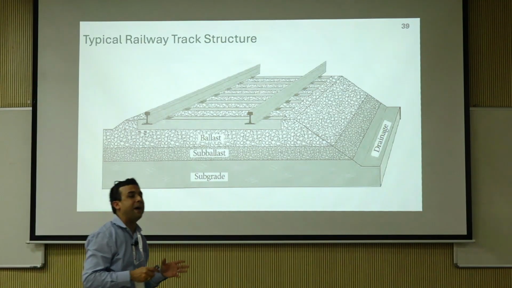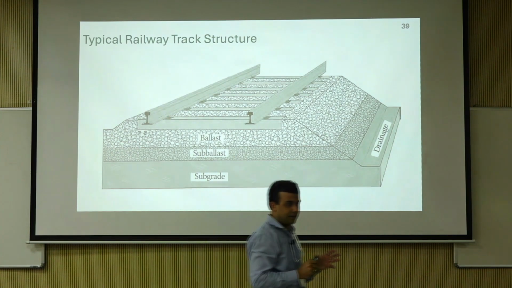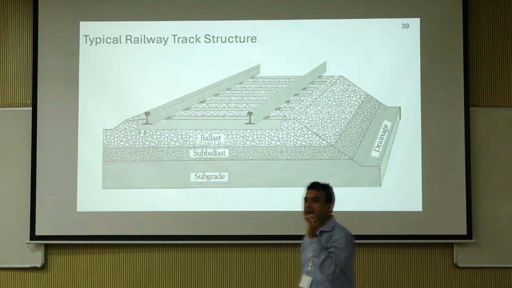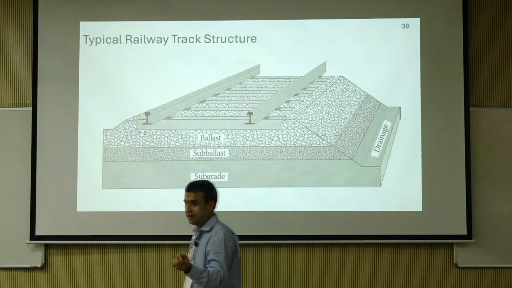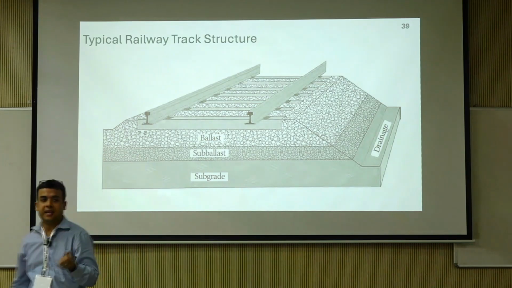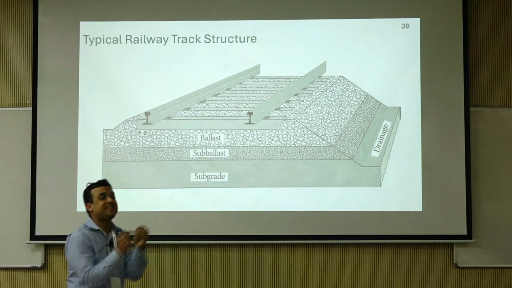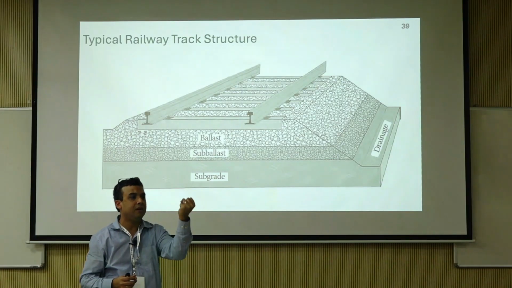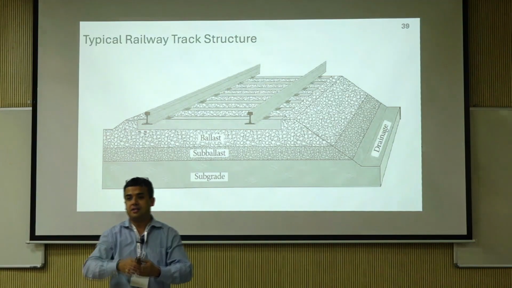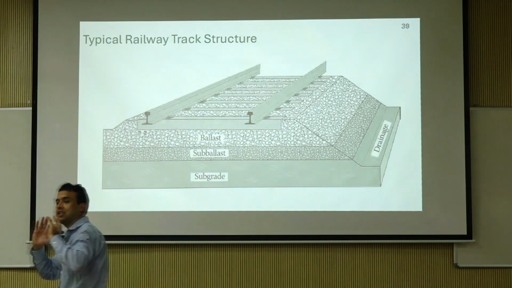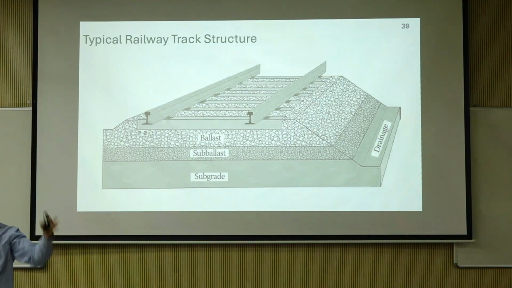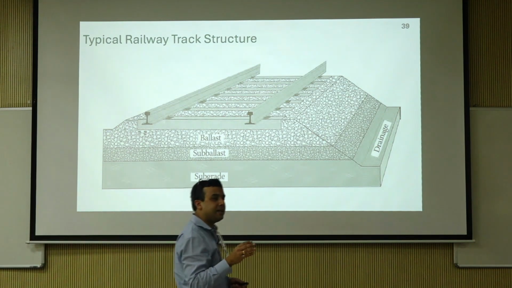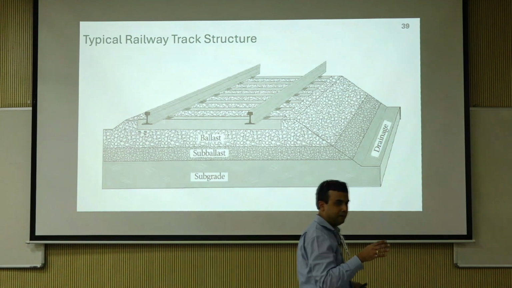There is a phenomenon called ballast fouling. F-O-U-L-I-N-G. Fouling. It basically means it's getting dirty. Ballast fouling can happen for many reasons. The ballast itself can break down because it's a very open graded material. It can break down and voids will be filled, or the subgrade may pump, or you're transporting coal and coal may spill. All of that can lead to ballast fouling. Ballast fouling is a very bad phenomenon.